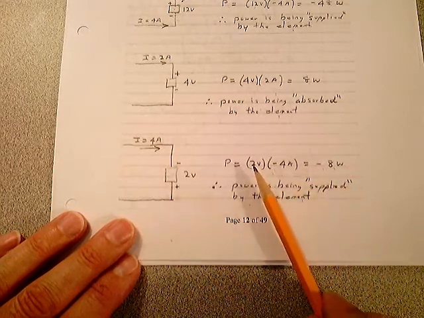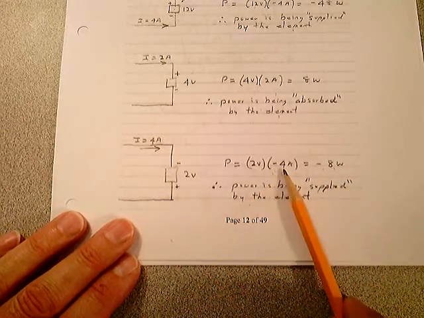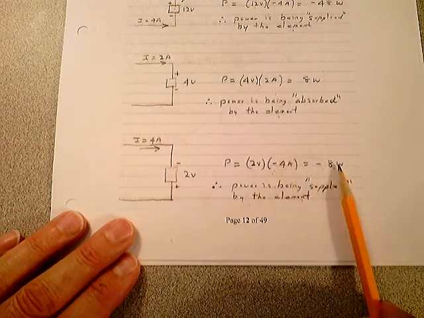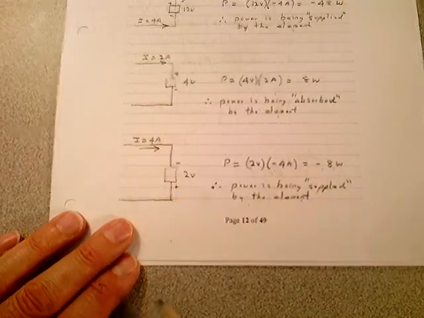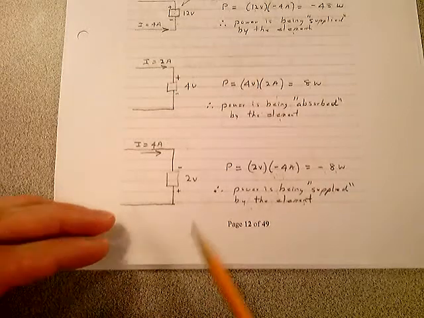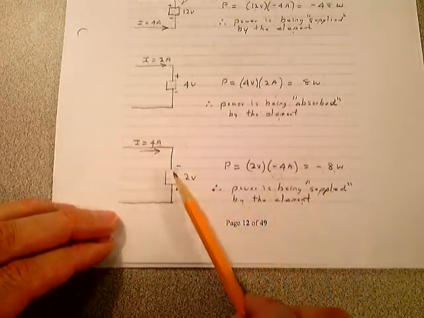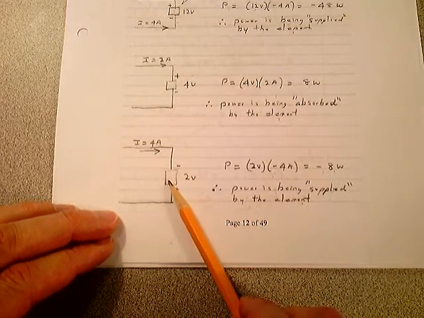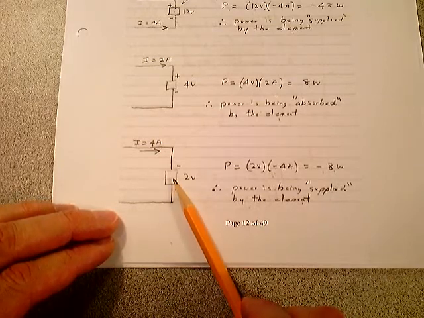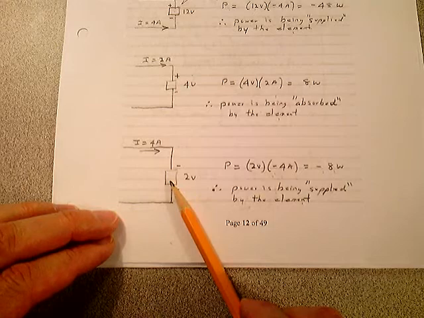Just take the absolute value of the voltage and the absolute value of the current, multiply them together to get the power, and then use the convention I told you about. And in this case right here, current flows into the negative terminal. That device is supplying. It can't be a resistor. It's going to have to be a source because of this.